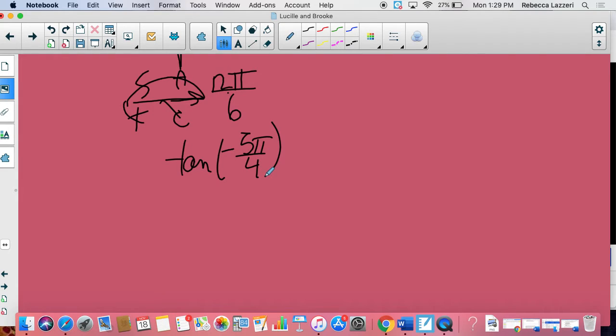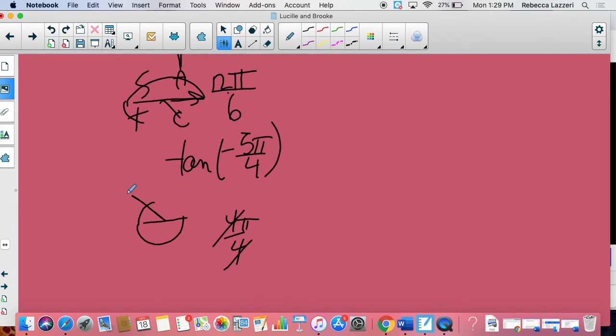Okay? 4 won't go into 5. What's the closest thing it'll go into? 4. Right? 4 won't go into 6. So think of multiples of 4. Oh, okay. So 8, but we're too far away from it. You can only be 1 away. So you're going to stick to 4 pi over 4, which is pi. But girls, it's negative. So far I've gone negative 4 pi over 4, and I got to get to negative 5 pi over 4. What quadrant is that in?